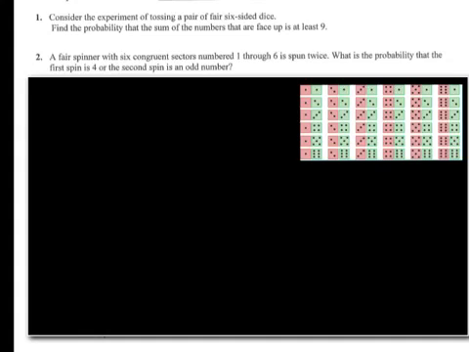So as we get started on the Chapter 6 review, let's just get into number 1. What they want us to do is consider the experiment of tossing a pair of 6-sided dice. Find the probability the sum of the numbers that are face up is at least 9.